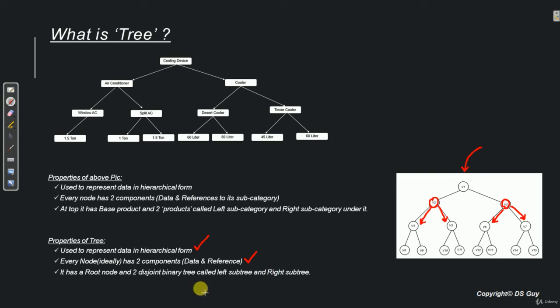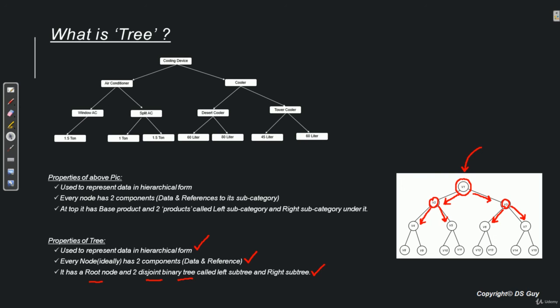Now the third property was it has a root node and two disjoint binary trees. So here we see V1 is a root node because it is the first node in the tree, and then it is referencing two nodes over here, V2 and V3, which are nothing but left and right subtree. So property number 3 is also satisfied. Fine. So this is all about tree.